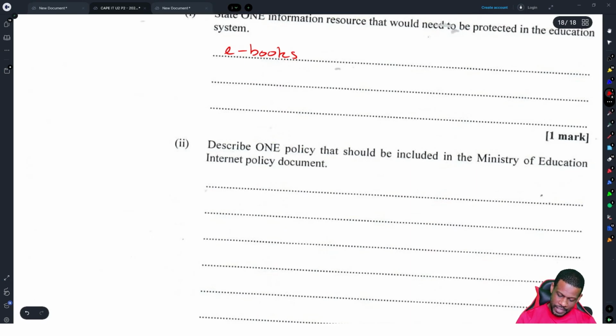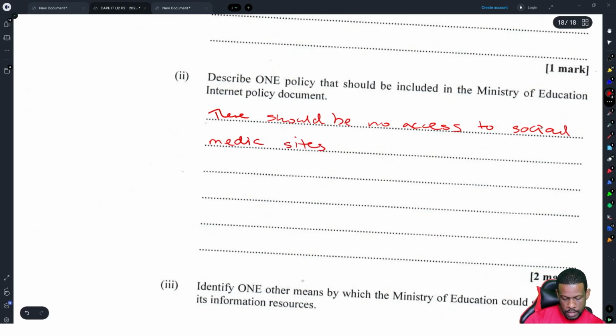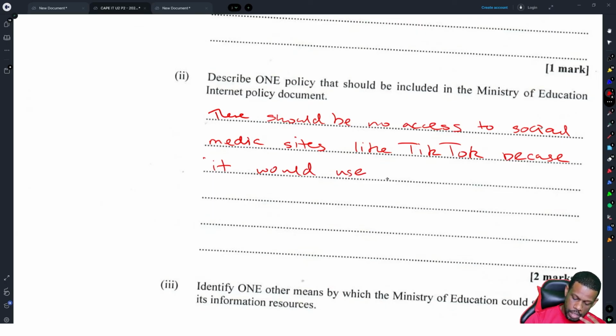Describe one policy that should be included in the Ministry of Education Internet Policy document. Internet policy, okay. What in the internet policy would you want to put? Yeah, so many things you could have in an internet policy, internet users policy. You could put there should be no access to social media sites like TikTok because it would use a high amount of bandwidth.